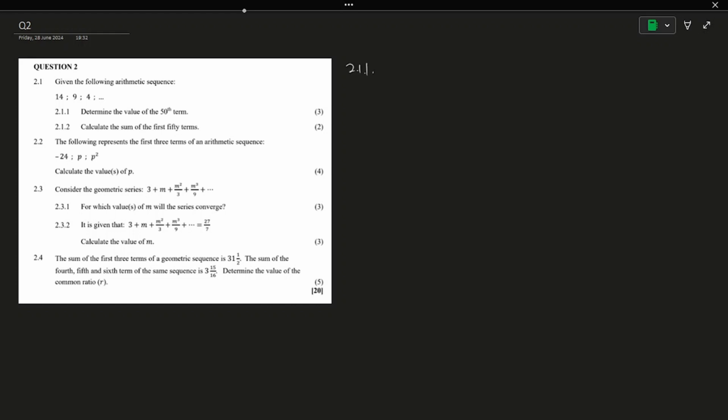So if it's an arithmetic sequence, we know that we're going to have a certain common difference. So we will have 14 and then 9 and then 4 right there, and then it continues. Our common difference is T2 minus T1, which is 9 minus 14, which has to be -5, which is the same as 4 minus 9, which is the same as -5. We know that Tn is equal to a plus (n minus 1)d. So we're looking for T50.